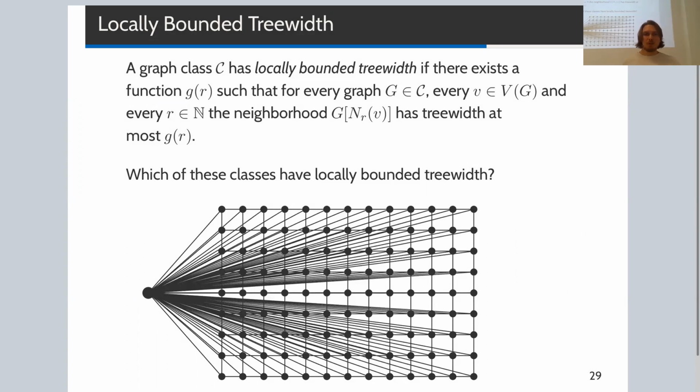What about the more extreme case, where we add an apex vertex that is connected to everything? Do we still have locally bounded tree width? I guess not, because now every vertex has distance 2 from each other. So the 2 neighborhood of a vertex would be the whole thing, and the whole thing contains very large grids, so it has unbounded tree width. So this no longer has locally bounded tree width.